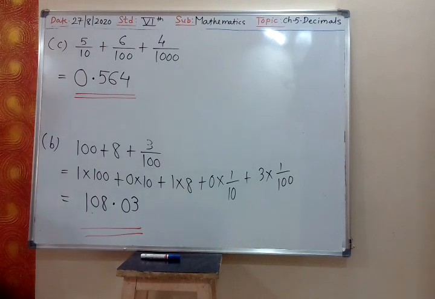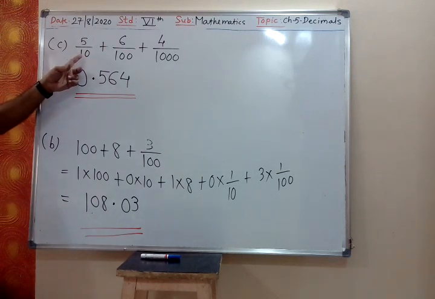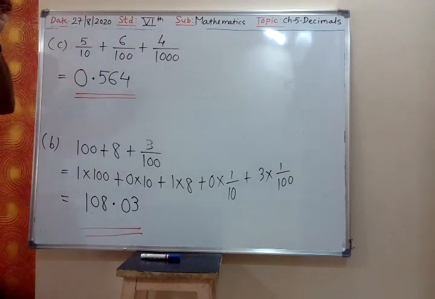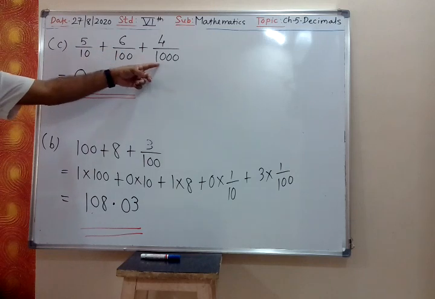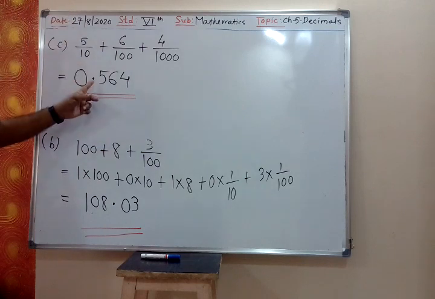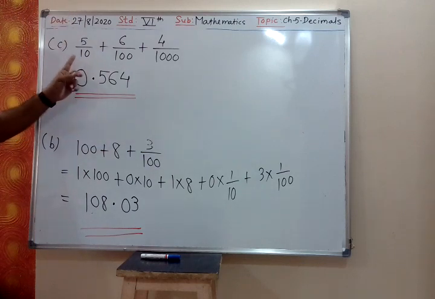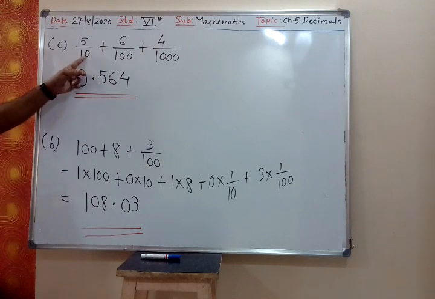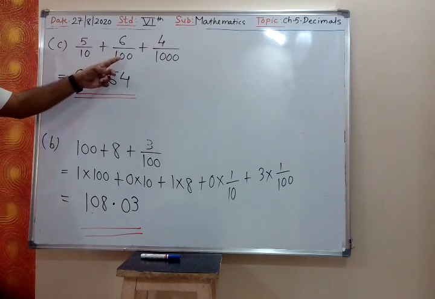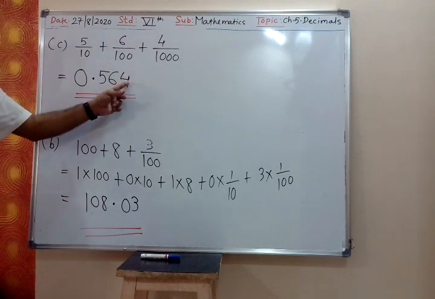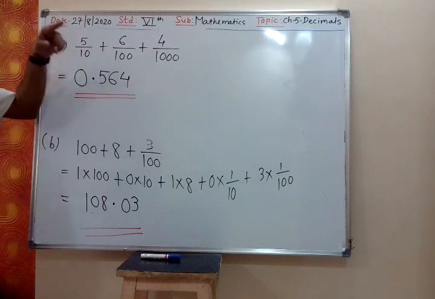Because that is what I am telling. We are given the tenths position, hundredths position, and thousandths position. Only these are given, nothing else. That means before the decimal there is no number, so I will take my digit as 0. Before the decimal I will write 0. After the decimal the tenths digit is 5, the hundredths digit is 6, and the thousandths digit is 4. So we write 564 after the decimal.